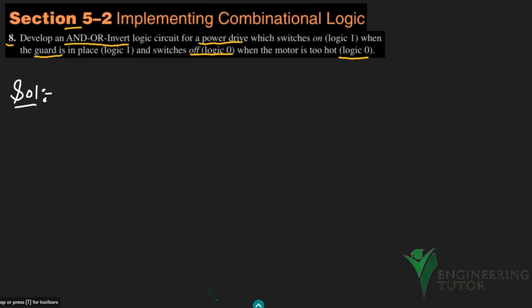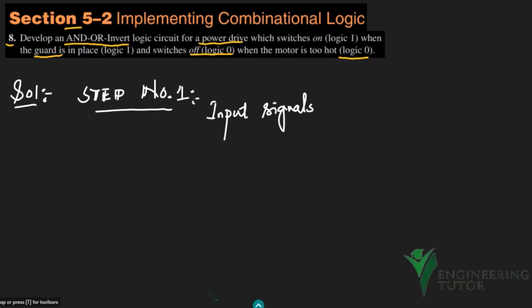So step 1 of solving this kind of question: first of all we have to write it in our own language, that we have to see what the inputs are. So the input signals to the block are what? If this is a block, then we have two inputs here. What are those inputs?